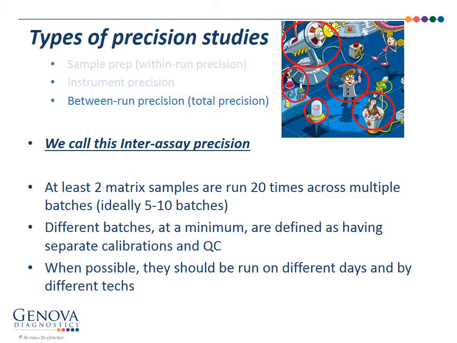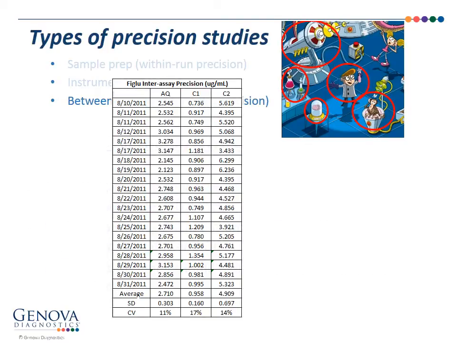Ideally, as I said, we want to introduce as much normal variation as possible. So the best way to do inter-assay is to run it on multiple days, multiple calibrations, multiple QCs, multiple techs, multiple instruments, multiple kit lots, anything that you expect to just be normal variation once this assay goes live. Let's introduce it at this point, because that will give us a much more realistic view of the performance of this assay. And that might look something like this. So again, our aqueous and 2 matrix controls gave us CVs of 11 to 17%.